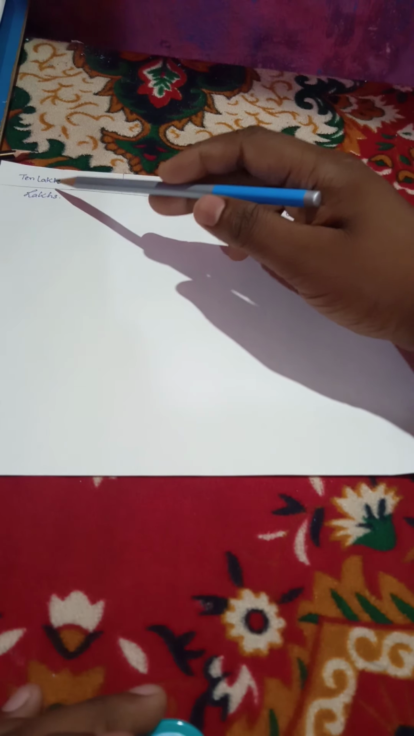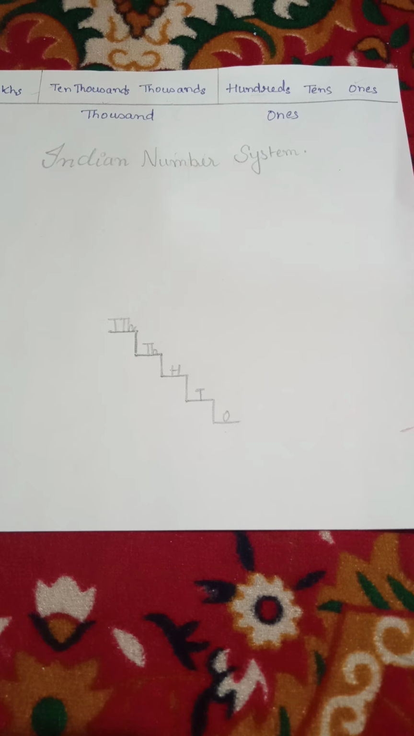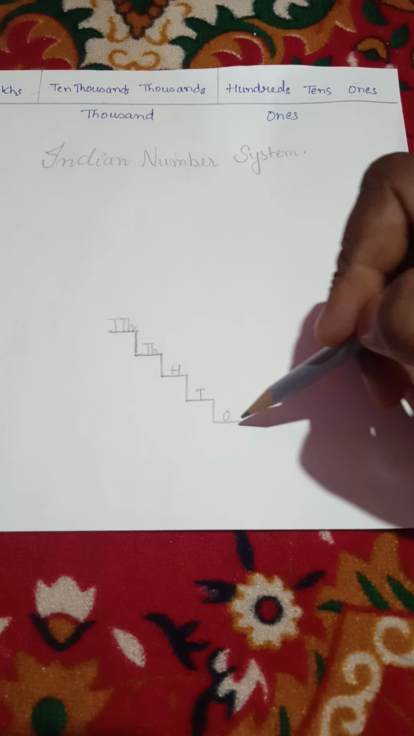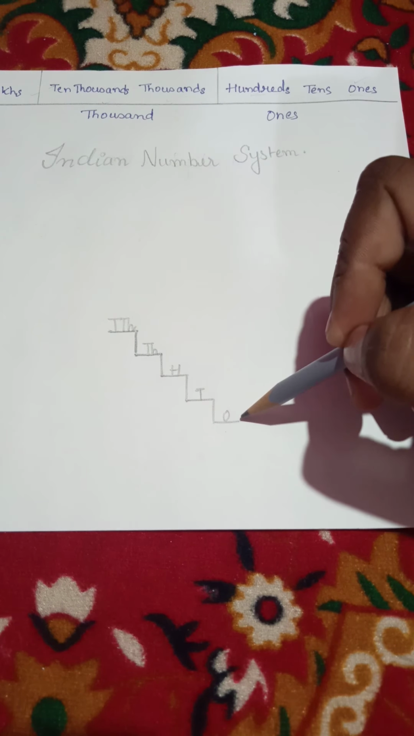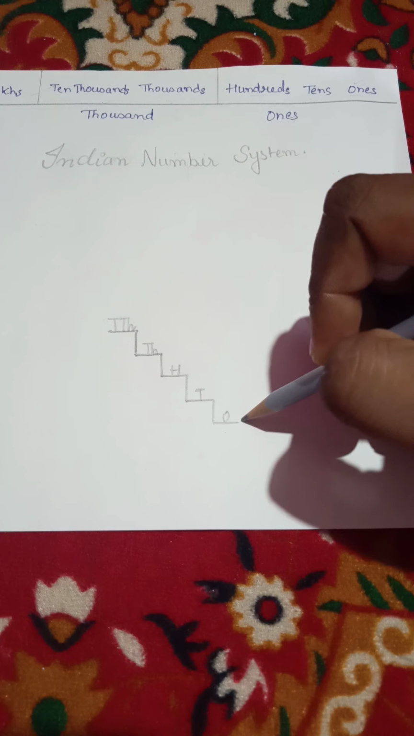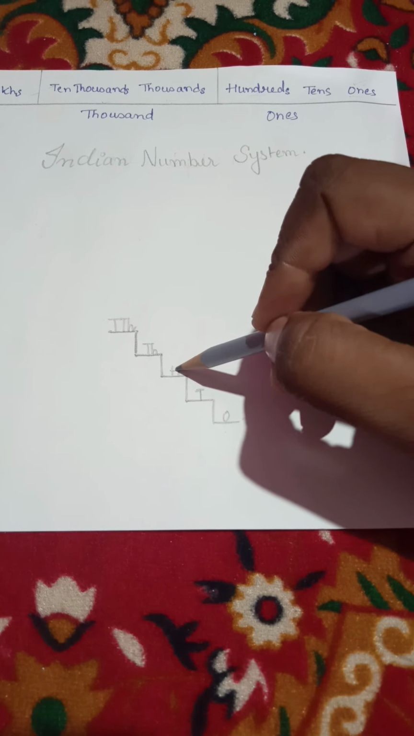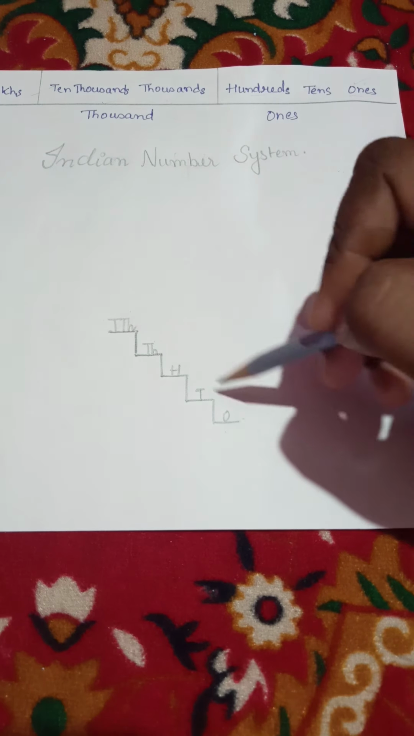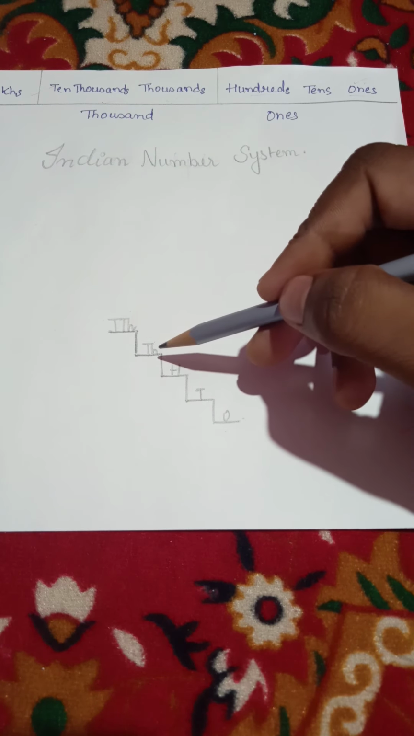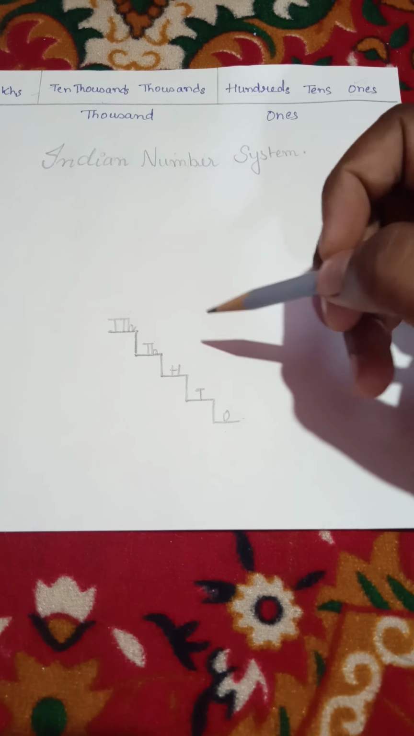We begin from the right hand side and we start with ones, tens, hundreds, which completes the ones group of the Indian number system. Then we see thousands and 10,000s, lakhs, 10 lakhs, crores and 10 crores. Let us understand this table in this way. We see there is a stair. In this stair, the lowest unit is ones, then tens, hundreds, thousands, 10,000s.